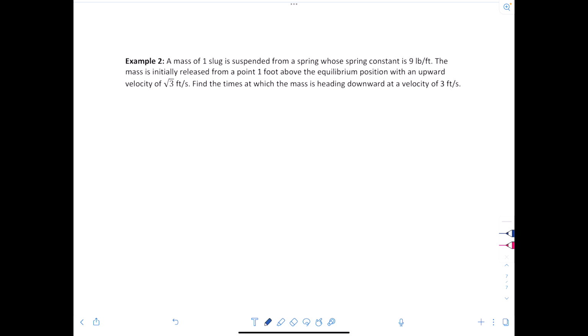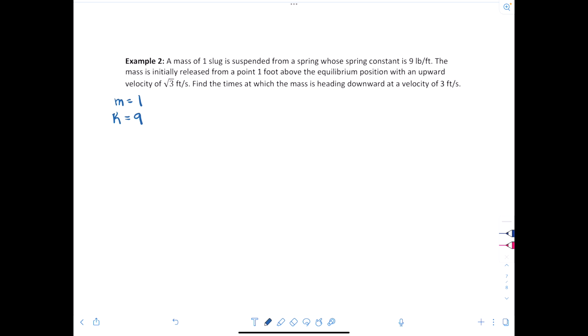So, all right, let's take a look at what all we have, right? So we know that m is 1 slug, okay? And the spring constant was given to us as 9 pounds per foot. So K is 9.